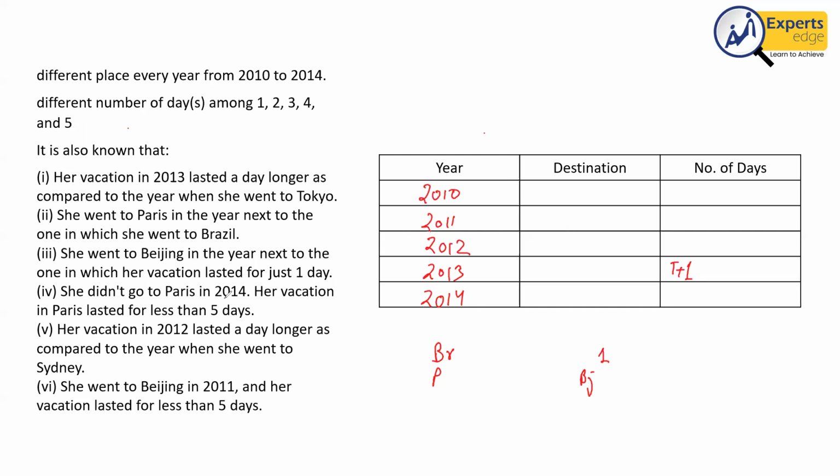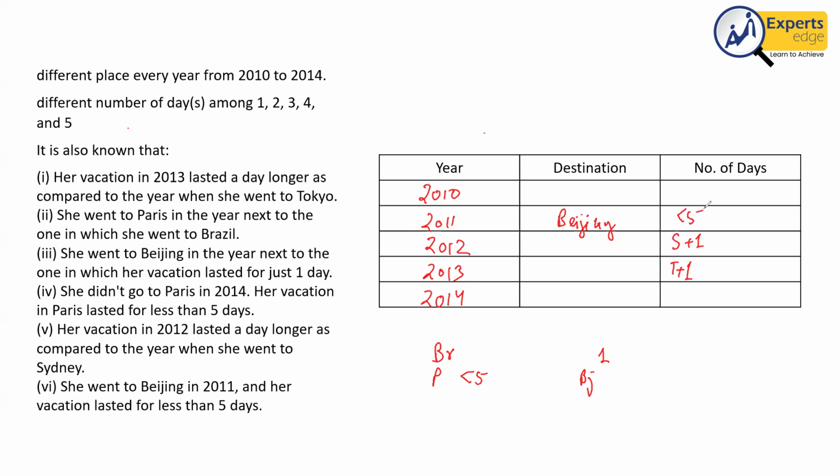She did not go to Paris in 2014. Her vacation in Paris lasted less than 5 days. Her vacation in 2012 lasted a day longer as compared to the one in Sydney. This is S plus 1. She went to Beijing in 2011. Okay, so 2011 is Beijing. This is a starting point. Beijing, and her vacation lasted for less than 5 days.